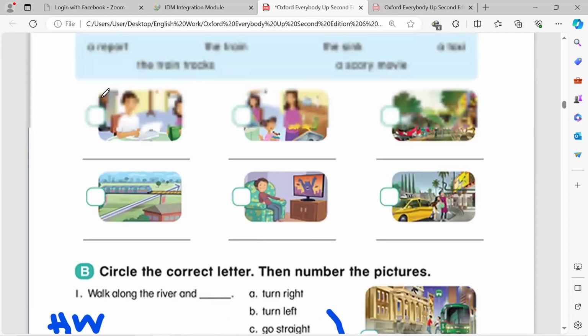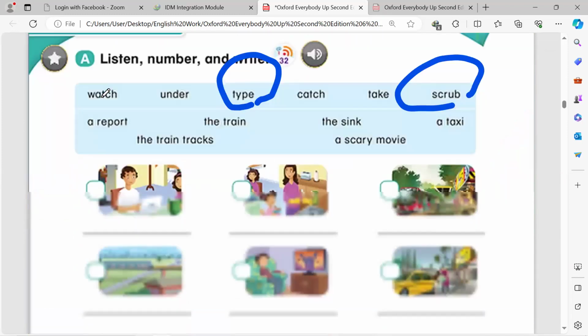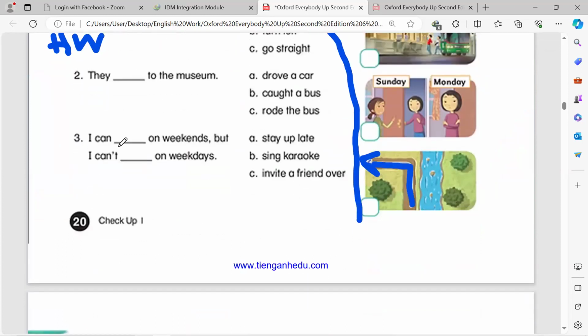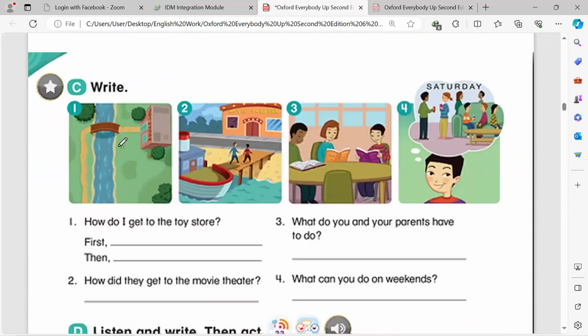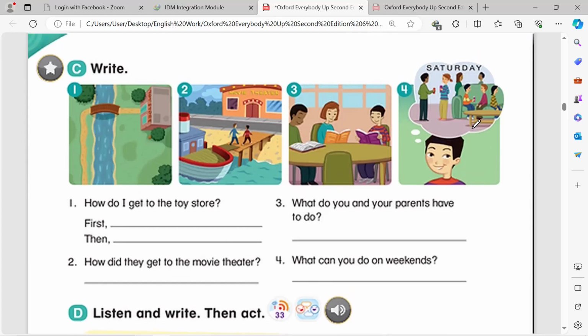Okay, here's number one. What's next homework? Okay, here only two homework, no? Two homework, and then how do I get to the time store? Where's the time store? Oh, here is the time store, no?